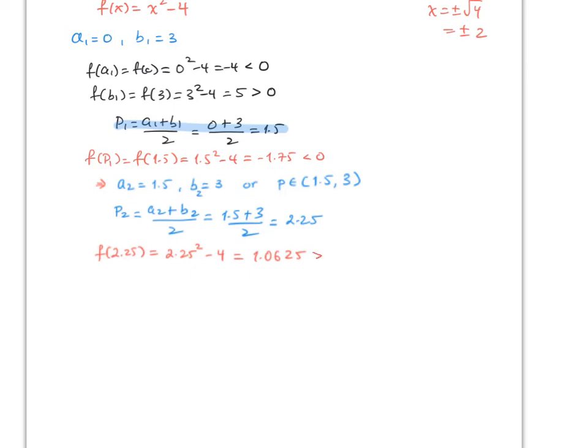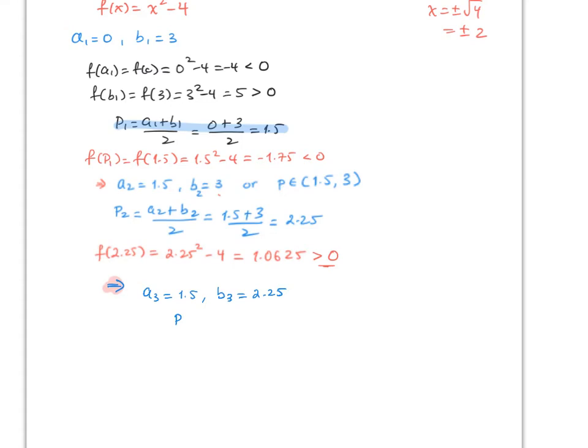Now notice that this one is positive. Since this is positive and this one also gives you a positive value, that implies that now a3 is still going to be 1.5, but now b3 is going to be 2.25.